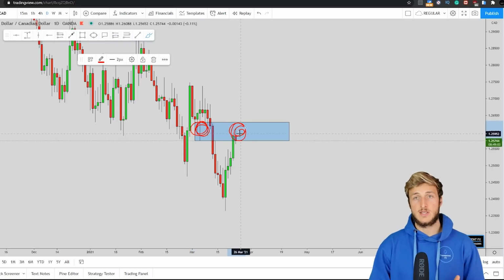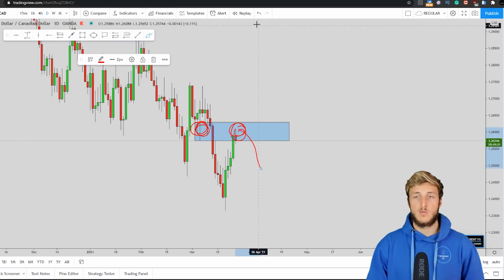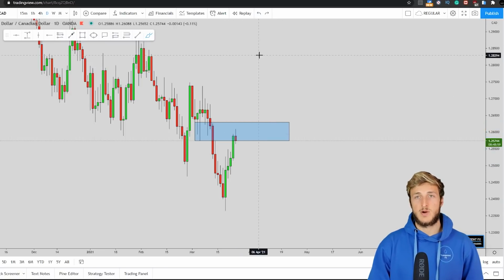So all this zone is strong resistance and supply, from which there is definitely the possibility to see the market create a rejection to the downside.